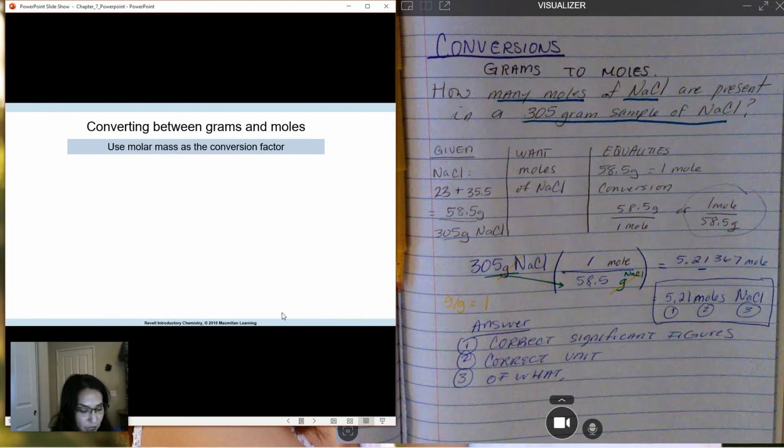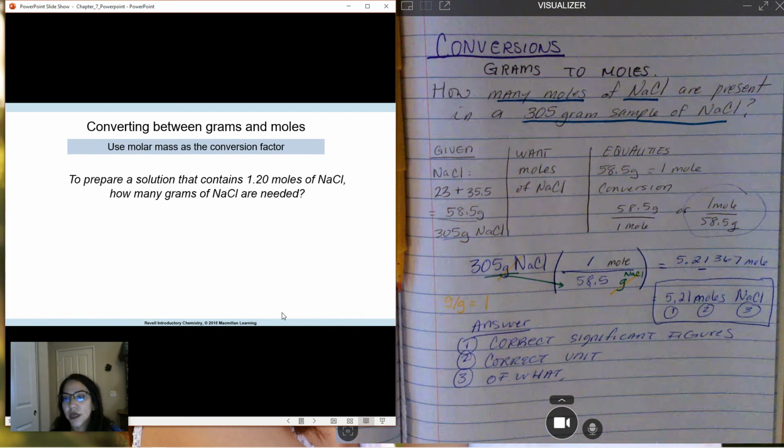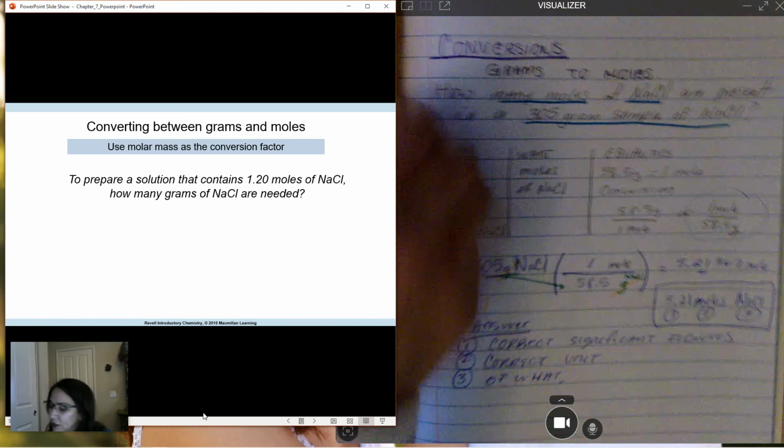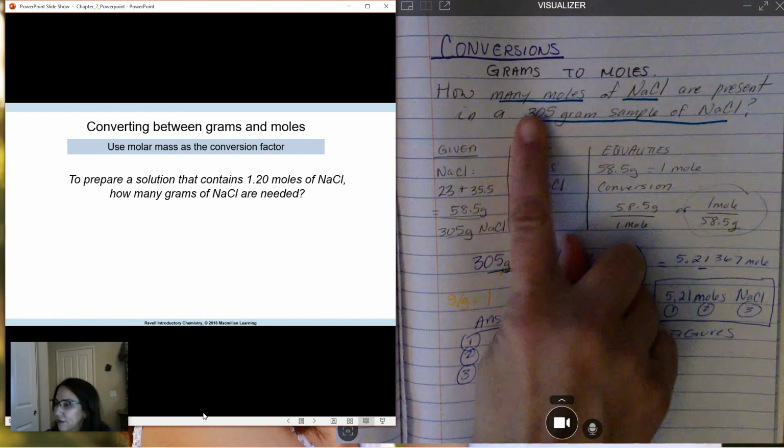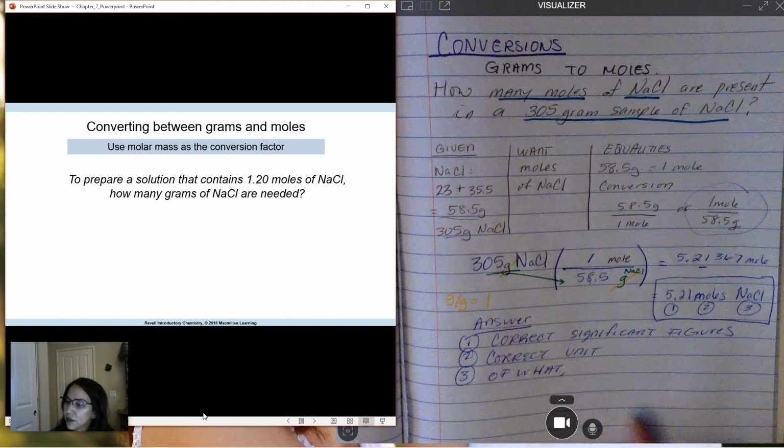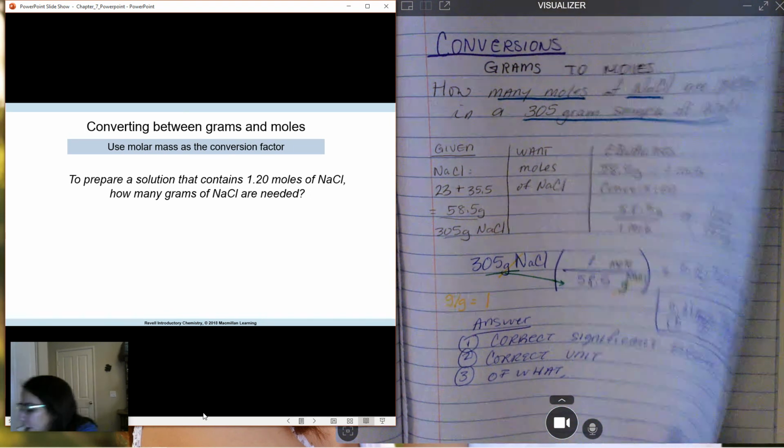All right. Let's go ahead, and now we're going to do some more calculations involving conversions. Okay, so let's look at this one. To prepare a solution that contains 1.2 moles of sodium chloride, how many grams of sodium chloride are needed? So we're using the molar mass in order to convert. Now we're going to be a little bit different. Now we're given moles. So we're going to go from moles to grams. Okay. So this was grams to moles. Now we're going to go from moles to grams.